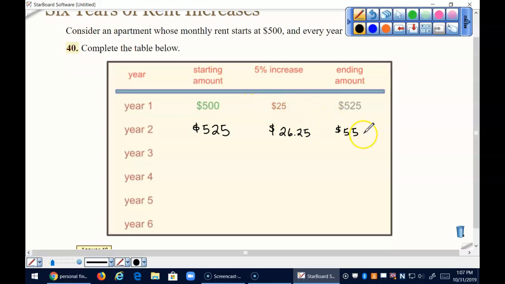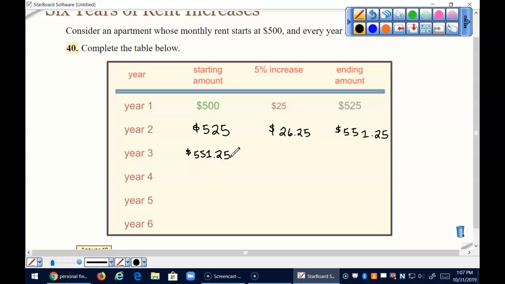And I'll do what? 551.25. Is my brain working right? Yeah. So that's what we'll start with next time.